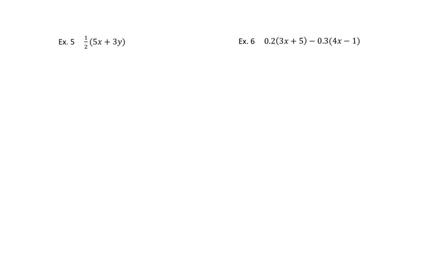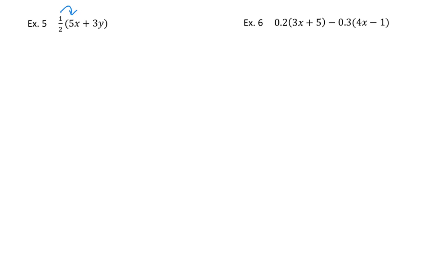Ooh, these are a little bit trickier because I'm multiplying by fractions and decimals. So 1/2 times 5x and 1/2 times 3y. If you are multiplying a fraction, it's easier if you're multiplying two fractions. So I'm going to make this 5/1 and this 3/1. In that case, you just multiply the tops together and the bottoms together.